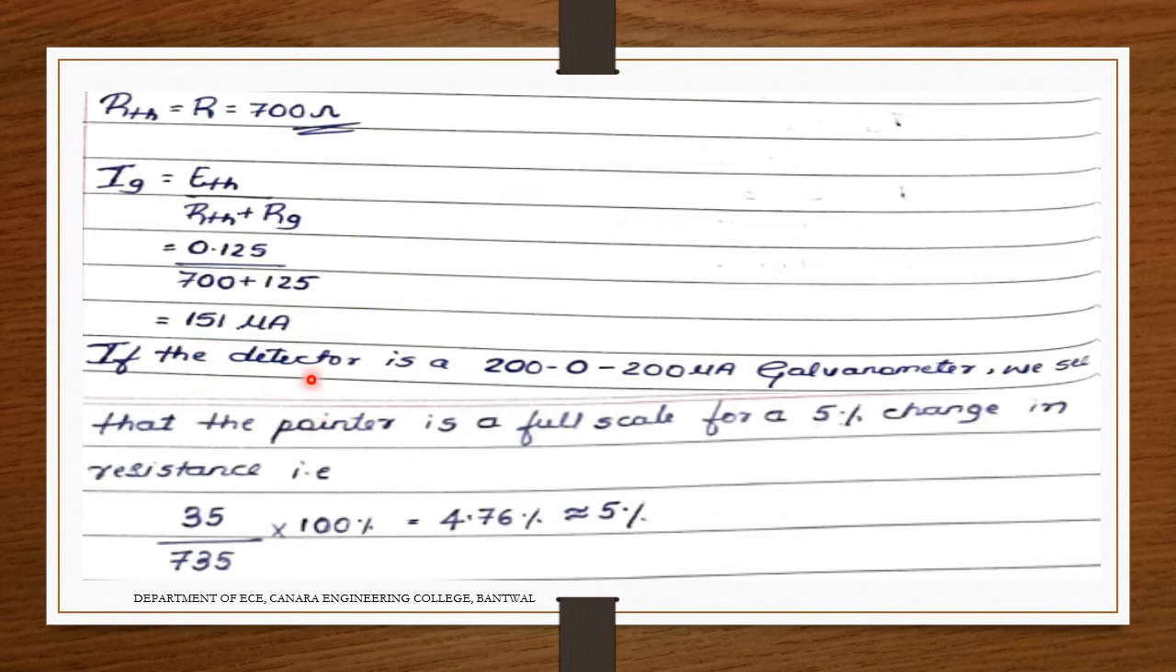So we need to understand what is the slight change there. If the detector is a 200-0-200 microamp galvanometer, we see that the pointer is at full scale for a 5% change in the resistance. That is 35 divided by 735 into 100%, so approximately 4.76, which is approximately 5%. This is what the analysis must require.